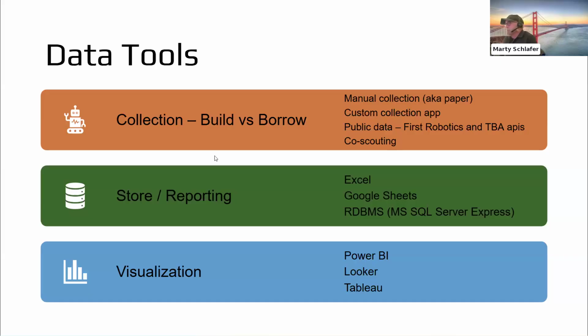Data store and reporting. The data that we gather, it's a lot of data for an event, but it's not so large that it wouldn't fit in Excel or Google Sheets. So a lot of teams collect it, drop it in Excel or a CSV or into Google Sheets. Some others actually have a local database on their laptop that does all the collating of the data, and they use Microsoft SQL Server Express, for example.